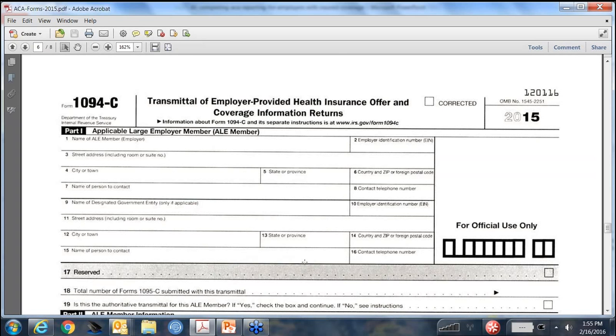Can I ask a question? Sure. I thought that the 9.56% was of W-2 earnings. No, well, as one of the safe harbors, it can be. There are 3 safe harbors under the law: W-2, rate of pay, and federal poverty line. So you can choose one of the 3 as a safe harbor. Okay, gotcha.